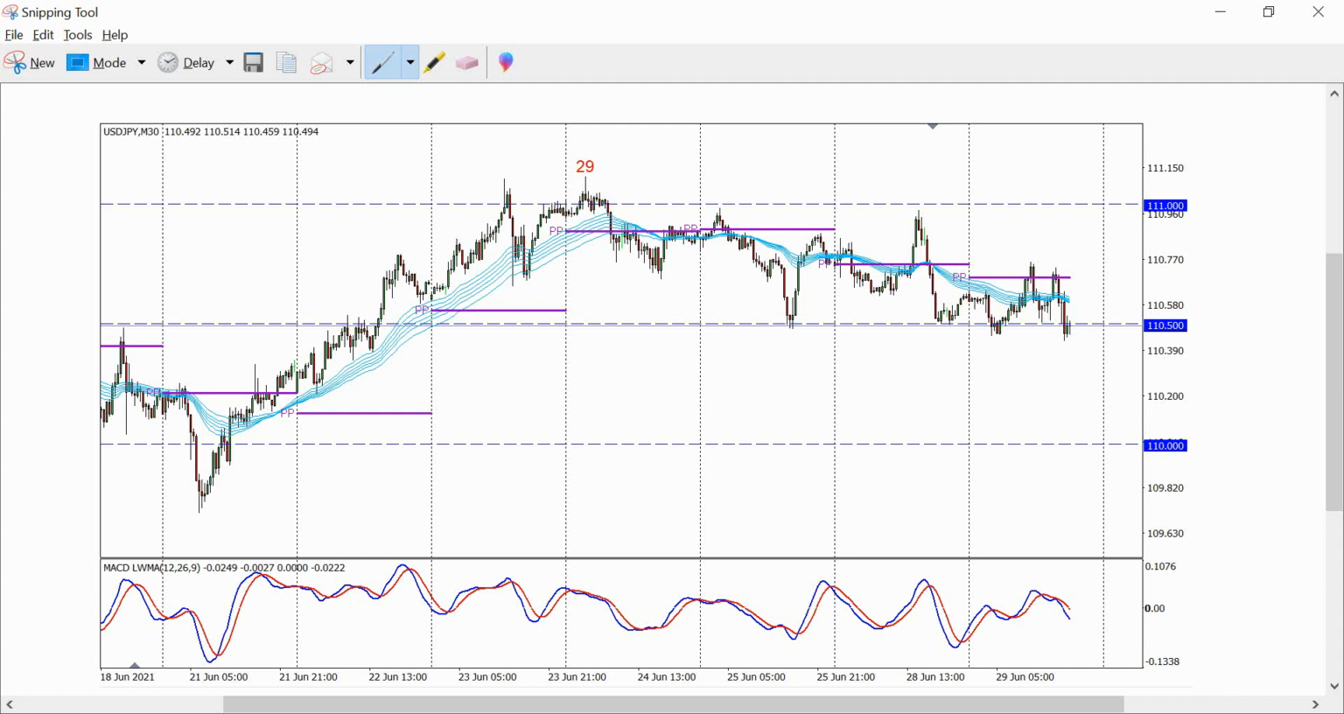And then the last one is the MACD linear weighted moving average. And again, I purely use this from a divergence perspective. And again, we'll talk about that when that section arises. So those are the indicators that I've got on my screen.